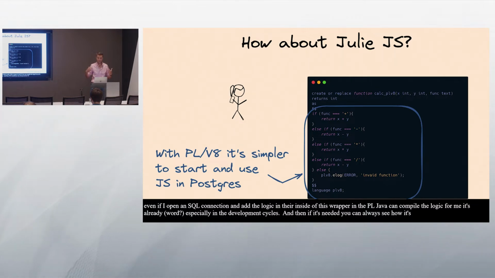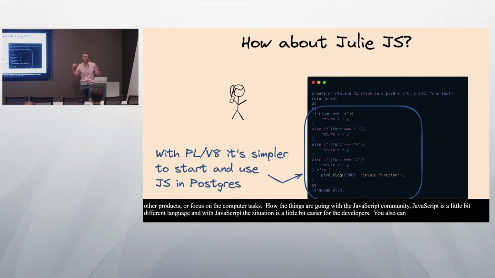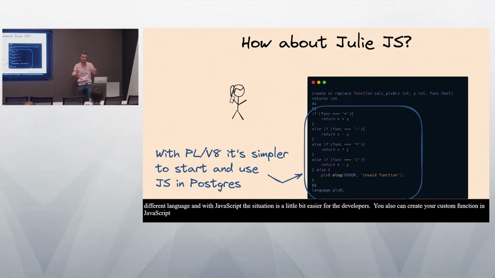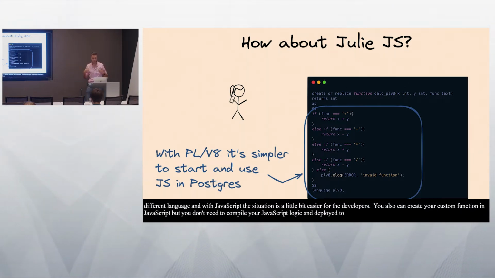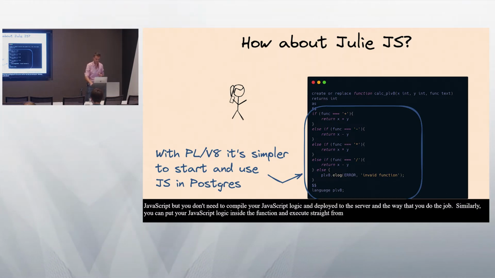How are things going with Julie.js, with the JavaScript community? JavaScript is a little bit different language, and with JavaScript, the situation is a little bit easier for developers. You also can create your custom function in JavaScript, but you don't need to compile your JavaScript logic and deploy it to the server and redeploy it the way you do with Java. Similarly, as with Snowflake, you can put your JavaScript logic inside of this function and get it executed straight from your PSQL connection, which is at least one of the improvements for you as a developer.